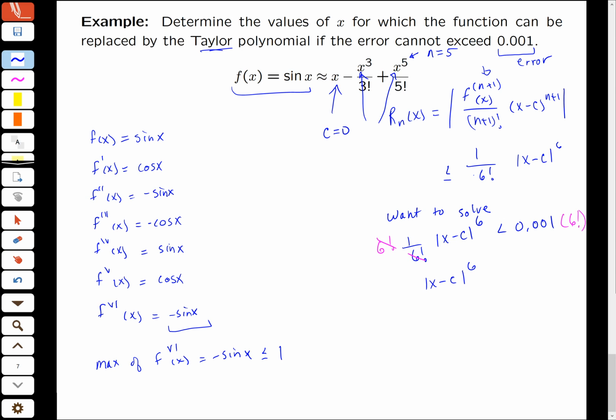So I can write this as the absolute value of x to the 6th is less than 6 factorial times 0.001. Take the 6th root of both sides, and then take it outside of the absolute value. So minus the 6th root of 6 factorial times 0.001 is less than x is less than the 6th root of 6 factorial times 0.001. That's your answer. This is the type of test question you are going to get.